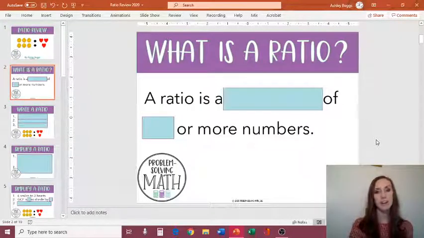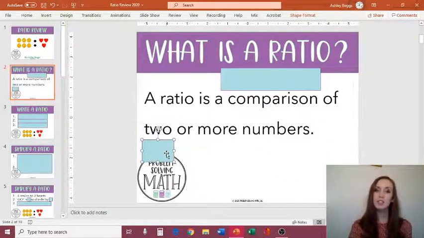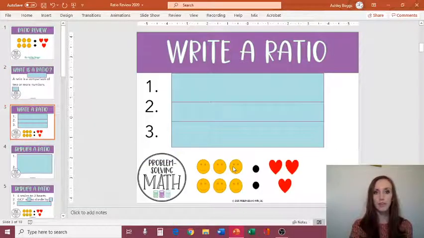First, let's define a ratio. A ratio is a comparison of two or more numbers. We need to have at least two numbers to compare. Today, we're going to be talking about comparing two numbers. The two things that we will be comparing are smileys and hearts.